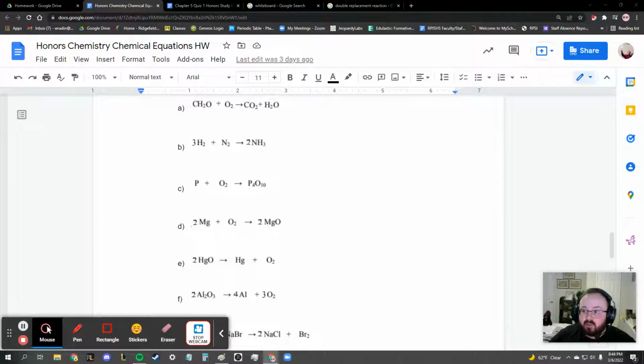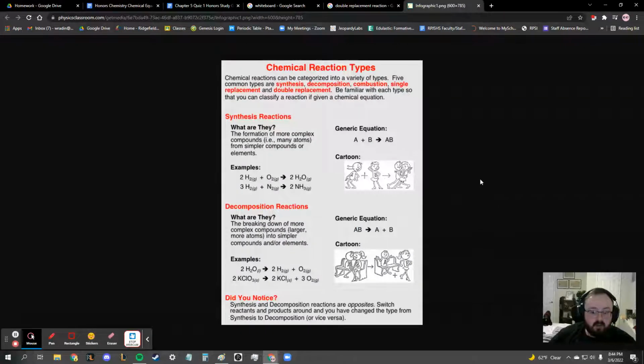categorize different equations. So we went over the different types of equations, and I'm just going to show you the tips and tricks that I'm going to expect from you. Here is a synthesis reaction. Okay, they form more complicated compounds from smaller ones. They smash things together. You have A plus B into AB. So two things that are separated come together and form something bigger.